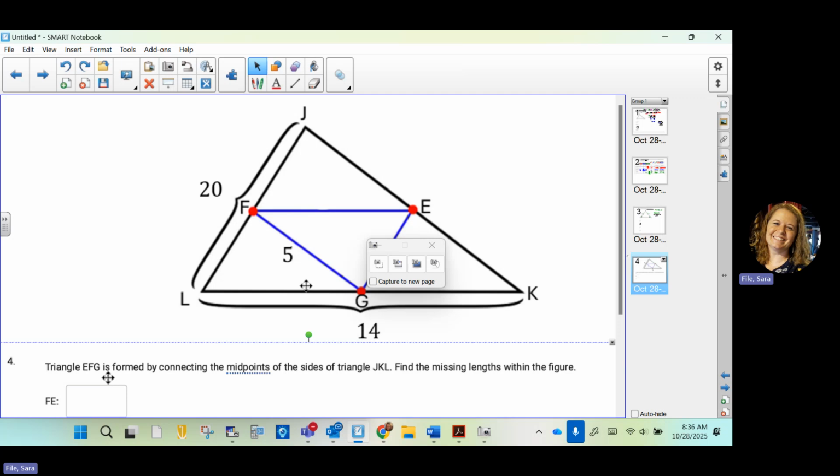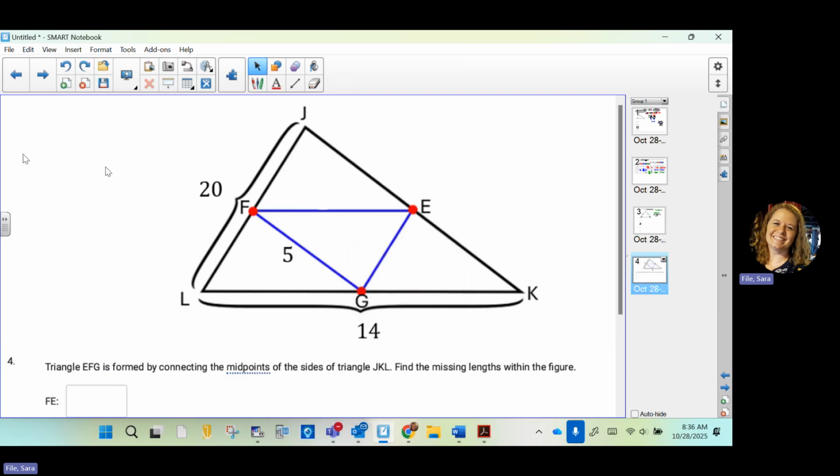Okay, so the question is, if this is our triangle, and it tells us that these are midpoints, F, E, G, this blue triangle in the middle is formed by connecting midpoints. So F, E, and G, all those red points are midpoints. That's what this says. So that means that these blue lines are mid segments. And we said that a mid segment is parallel to one of the sides.